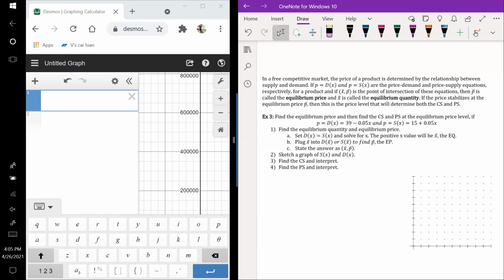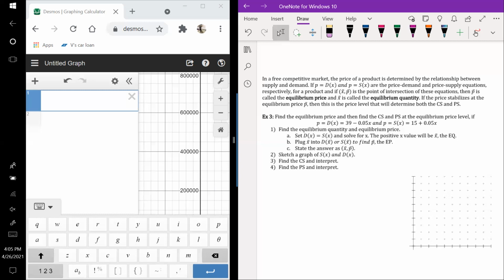All right, so for this problem, we're looking for equilibrium. So 3, find the equilibrium price and then find the consumer surplus and producer surplus at the equilibrium price level. If P equals D of X equals 39 minus 0.05x and P equals S of X equals 15 plus 0.05x. 1, find the equilibrium quantity and equilibrium price.